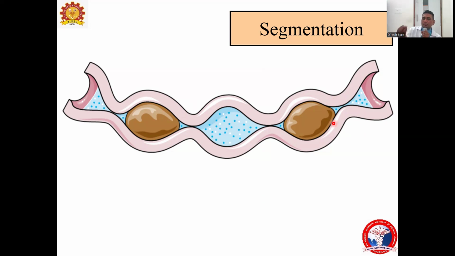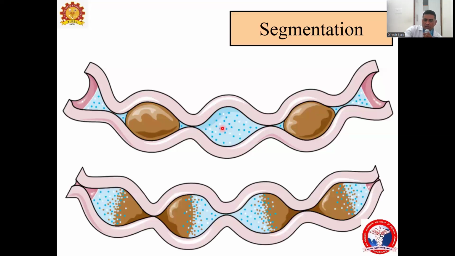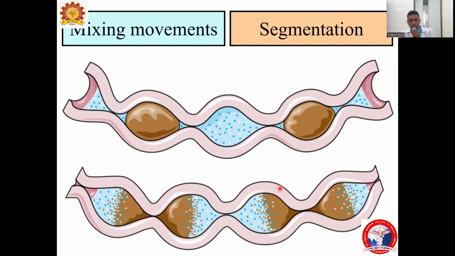Right? Now, what is the purpose of segmentation? May I ask you to look at this segment over here? You can see brown colored chyme, and the neighboring segment has blue colored chyme, right? In the next picture, look what happens. The brown and the blue are mixed together in a single segment. So what do you think this type of movement, segmentation, does? It mixes the food together. This is a mixing movement. So now we're going to talk about the mixing movements, and it's called segmentation. Why is it called segmentation? Because the intestine is thrown into lots of little segments, right?